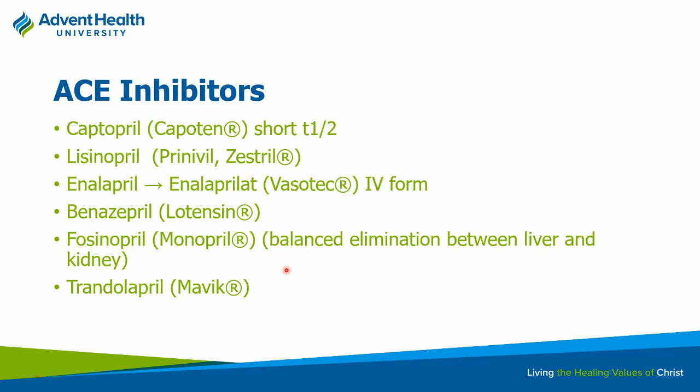What's nice though is that you can always tell an ACE inhibitor because it's always going to end with pril, right? So you have captopril, lisinopril, enalapril, benazepril, right? They all end with pril here. And they all work pretty similarly to one another, right?